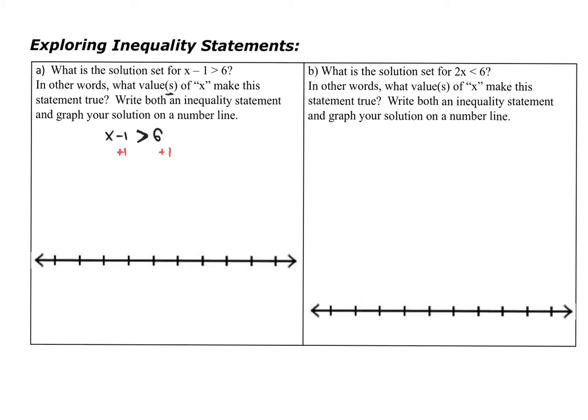So once I've added 1 to both sides there, I have my positive x left over here, and saying that that has to be greater than 7. X plus 1 is 7. So let's graph this guy.